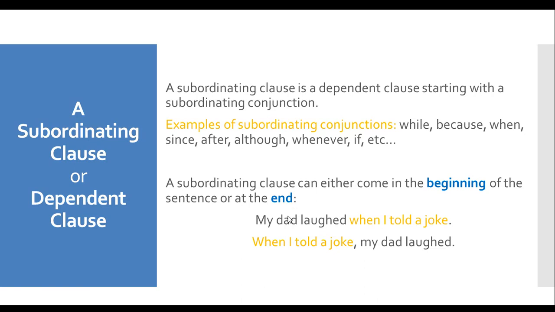Look at the first sentence. My dad laughed when I told a joke. So in this case, the subordinating clause is at the end of the sentence. While in the second one, when I told a joke, my dad laughed. As you can see, the subordinating clause is at the beginning of the sentence.